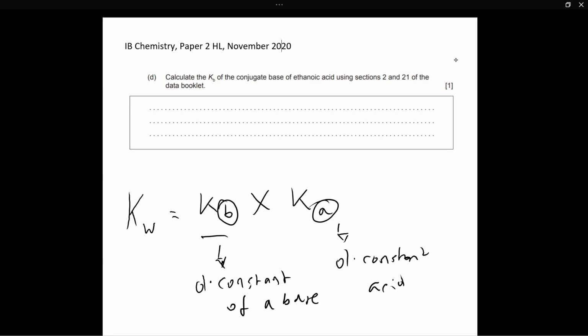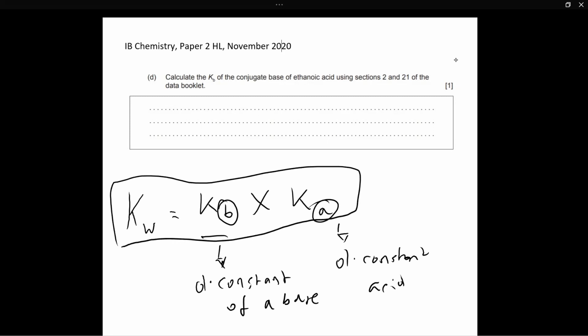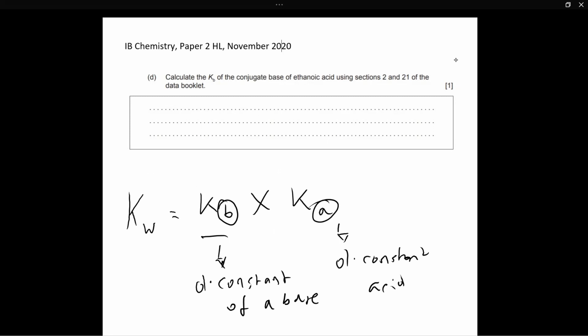Now, this specific equation is only applicable. You can only use this equation for conjugate acid-base pairs. Now, what do I mean by this? What is a conjugate acid-base pair? So let me show you what it is.